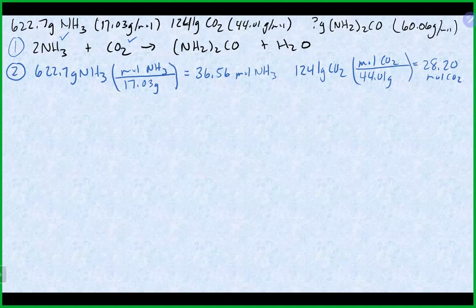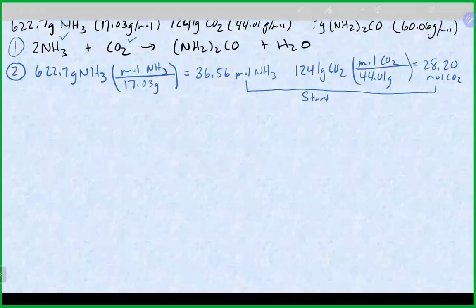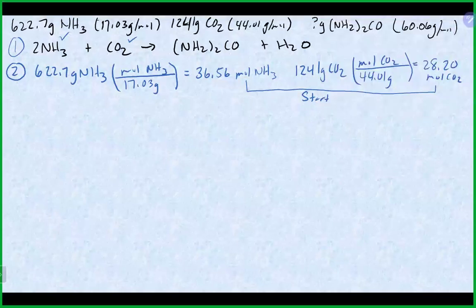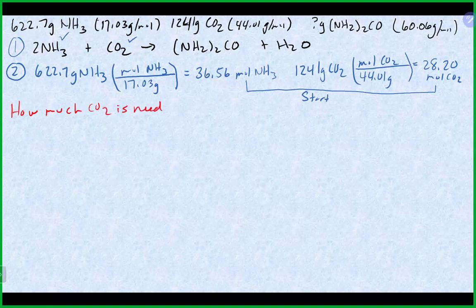So once again, you could think of both of these as your starting amount of each reactant. Because it is a limiting reagent problem, we do need to do our calculation. And as we talked about previously, you could choose either reactant. In this case, if I want to know how much CO2 is needed to use up all of the NH3, that is going to be my calculation to determine which one is the limiting reagent.